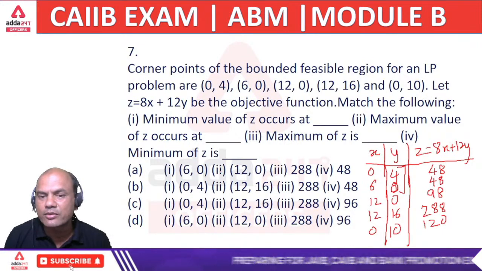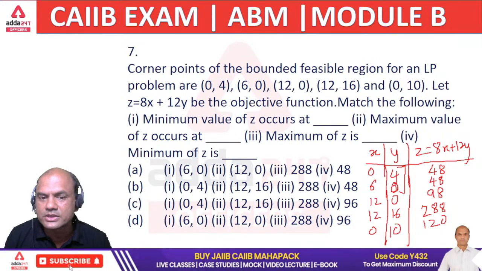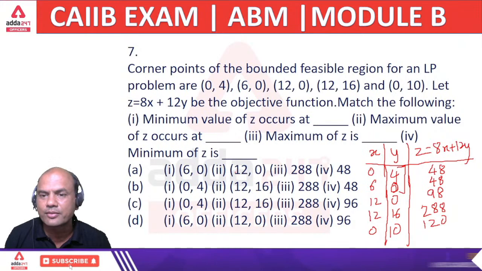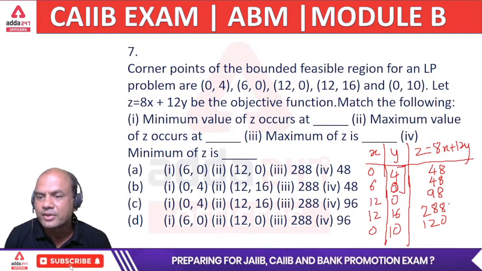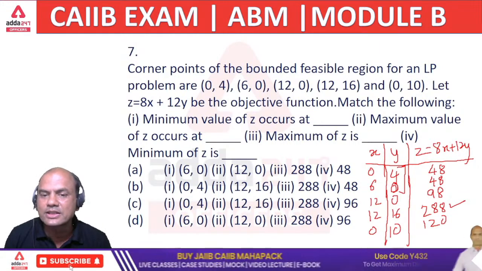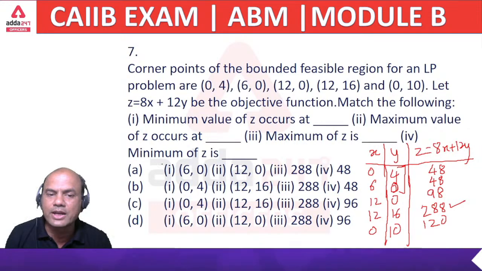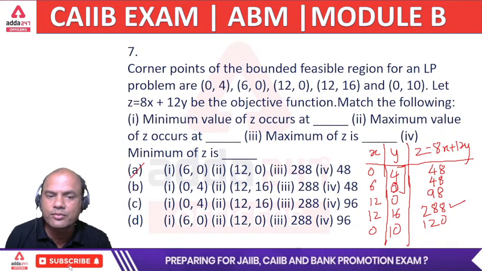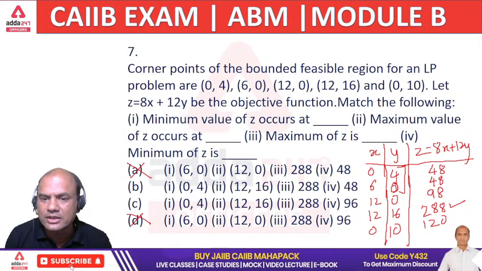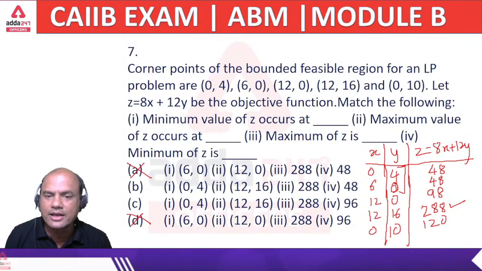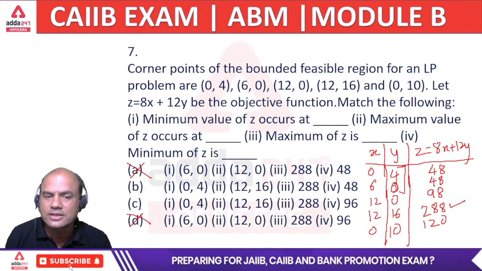Now check for the second one. See here, whenever you get a confusing answer for the first, check for the second one. Maximum value of the z occurs at, so what is the maximum value? 288. So it occurs at 12, 16. Now check where is the 12, 16 answer. So this is 12, 16. So definitely A and D are gone now, because for 288, this 12, 16 is not given over here in the second. So only B and C is the answer now.